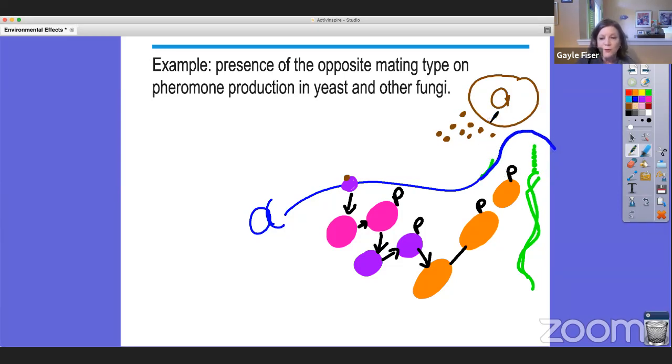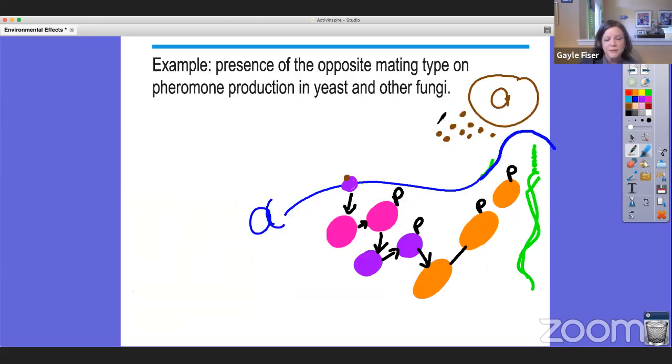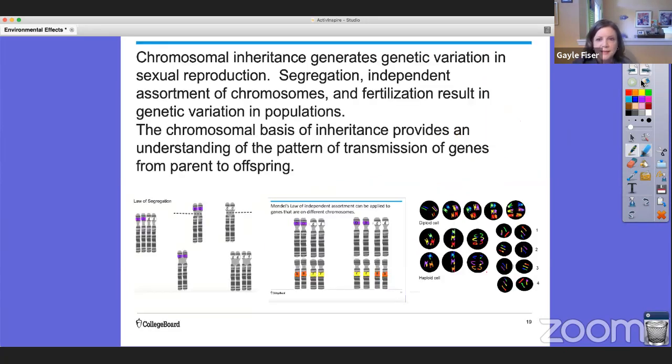So the alpha cell will then reach toward this A cell because of this mating pheromone, okay? All right, now, off of the environment, so this was environment. This was an environmental experience because the mating pheromone was in the area. So that's the end of the environmental experiences.